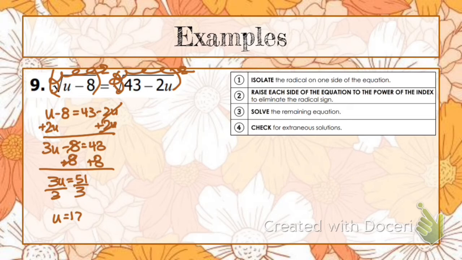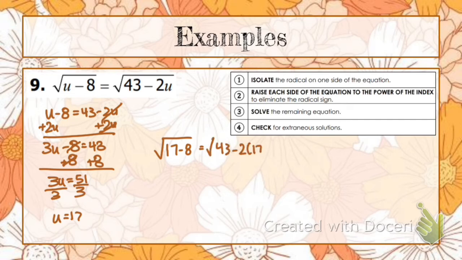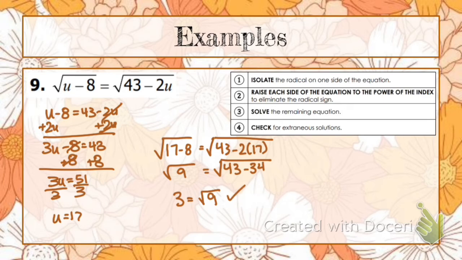And then we're going to check our answer. So let's erase this so I can actually see. So if u equals 17, then we are going to have the square root of 17 minus 8 equals the square root of 43 minus 2 times 17. So the square root of 9 equals the square root of 43 minus 34. So this is going to be 3 equals the square root of 9, which is true. And that means that u equals 17 is the answer.